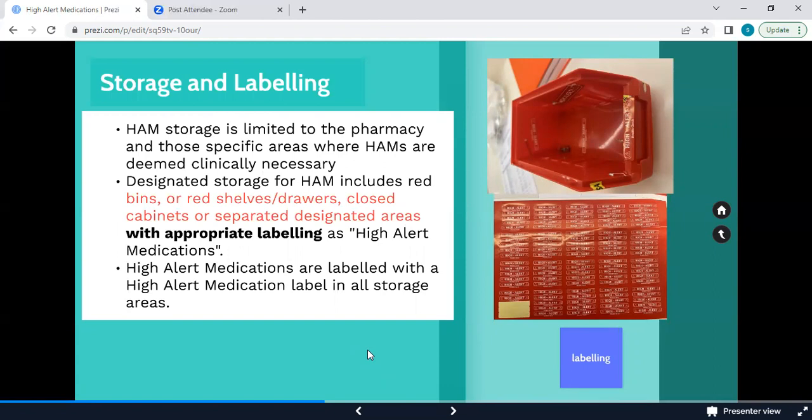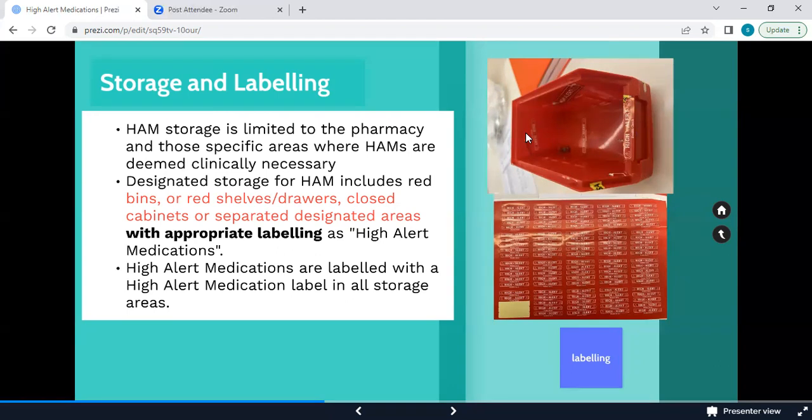There should be a designated storage for high alert medication. This includes this red bin or red shelves. It has to be labeled. The shelf has to be labeled that this shelf contains high alert medication, or closed cabinets, and it has to be a separated and designated area. It can't be mixed with other medication, and it has to have appropriate labeling.